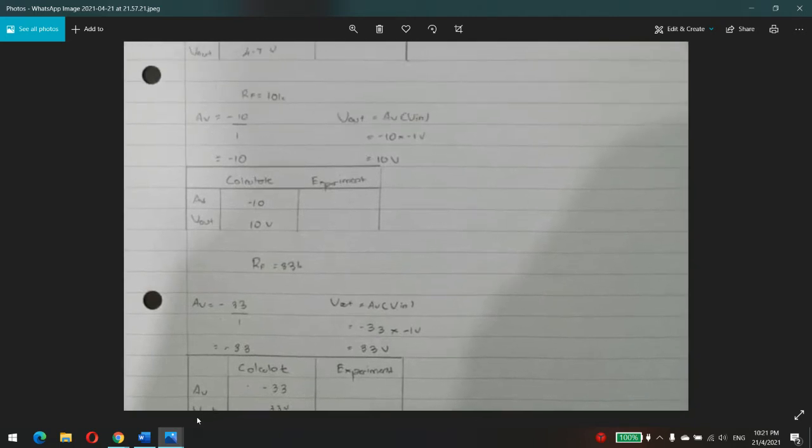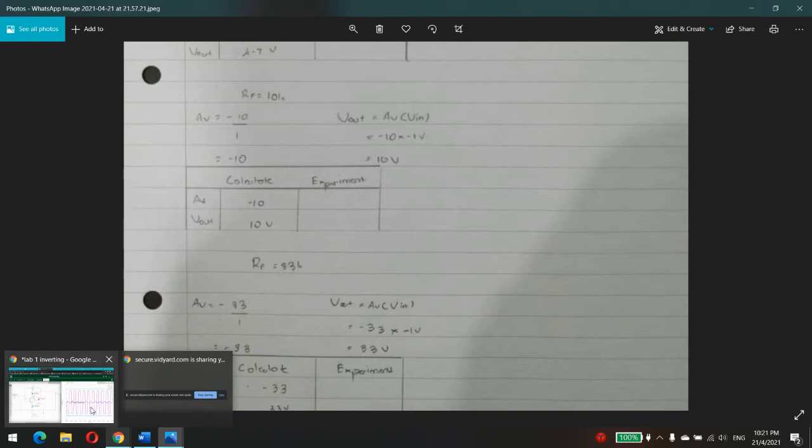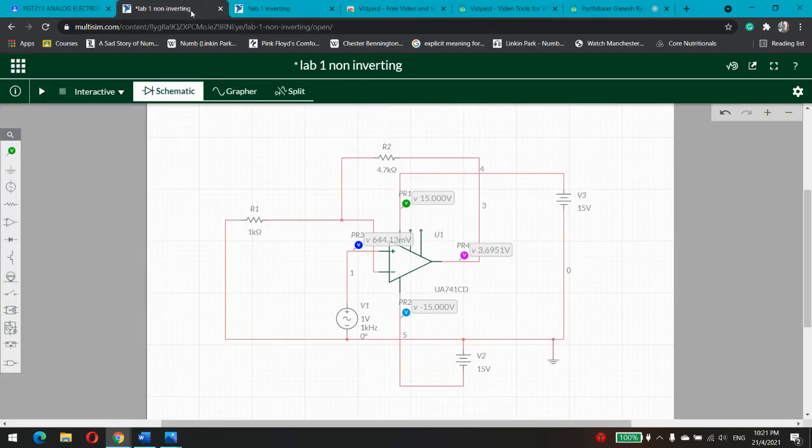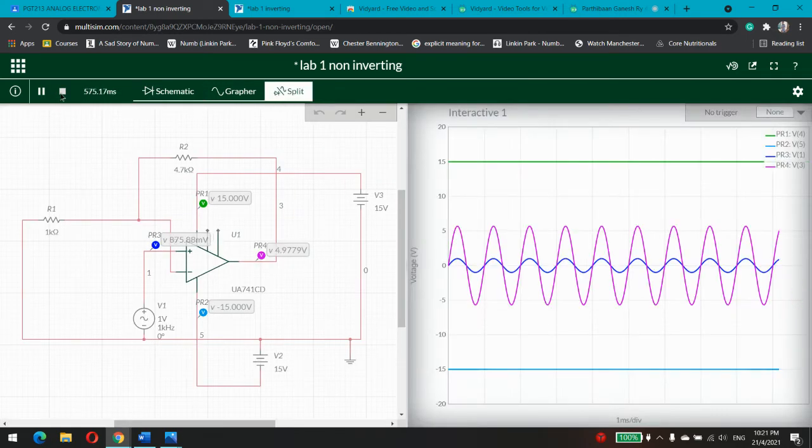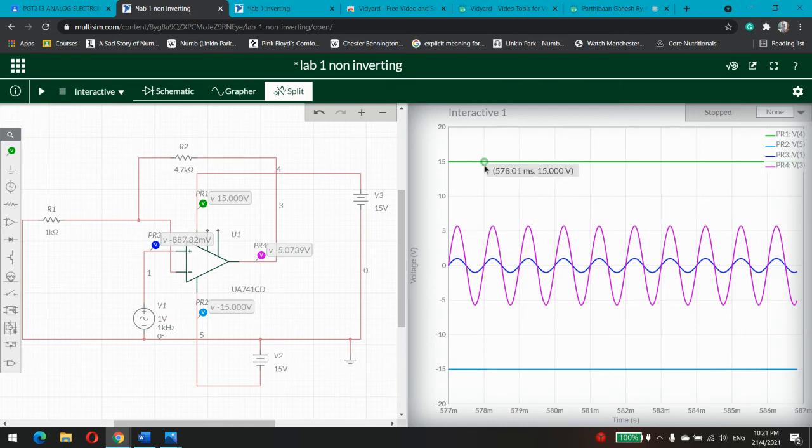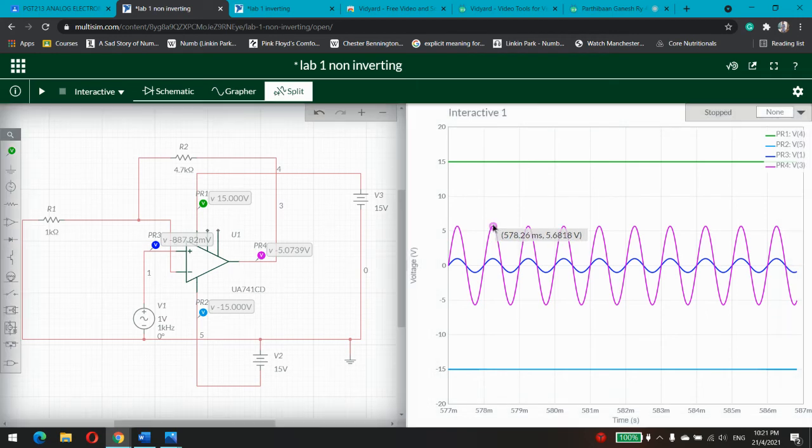Now as for the experiment we did in Multisim for non-inverting, we start with 4.7. As you can see, like before, this is the maximum and minimum value, the purple is the output value and the blue is the input value. You can see it is not the same as the calculated value, it will be slightly decreased and slightly increased. Okay, this is for 4.7.